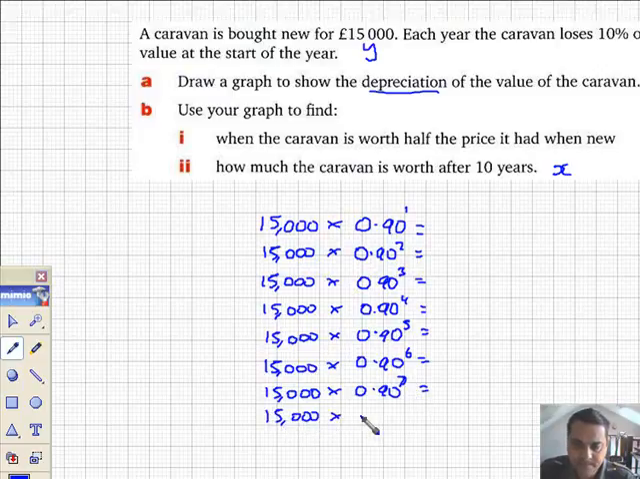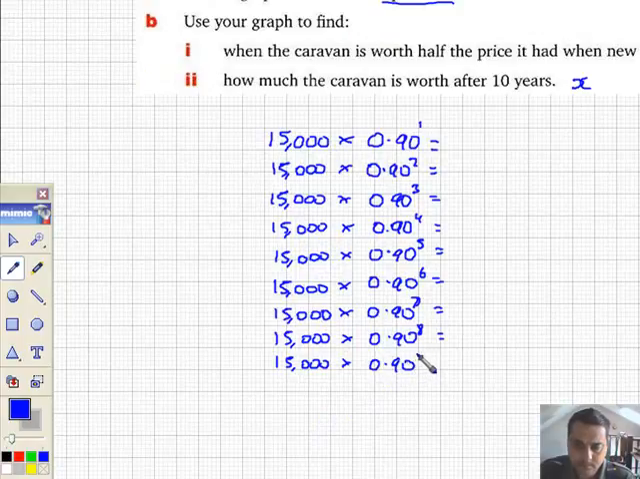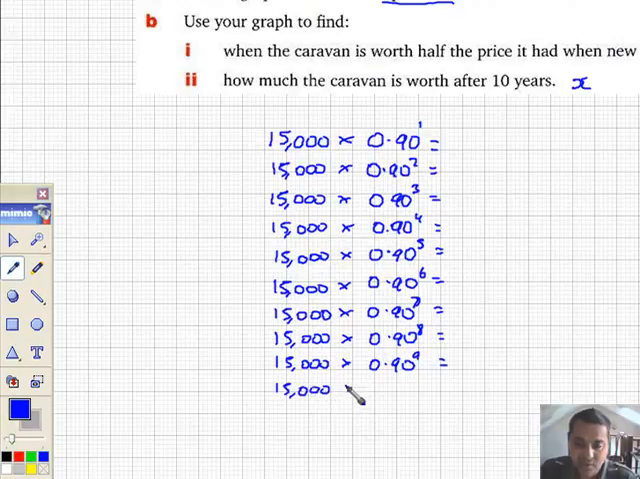Now 8 years, and now 9 years, then 10 years. It does say use your graph to find the value of the caravan after 10 years. Well, I can calculate it directly, but I use the graph as well, and I know the coordinate I'm going to get will be exactly the answer I'm going to get right here, right now.